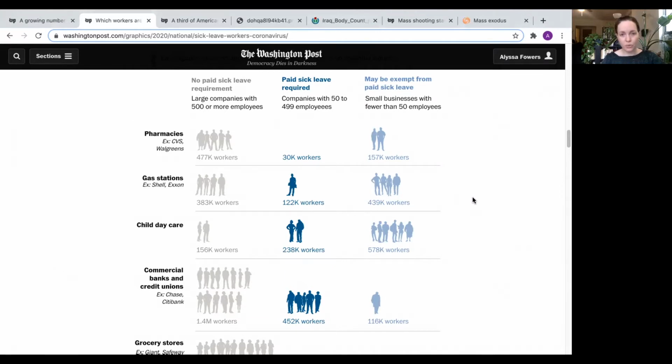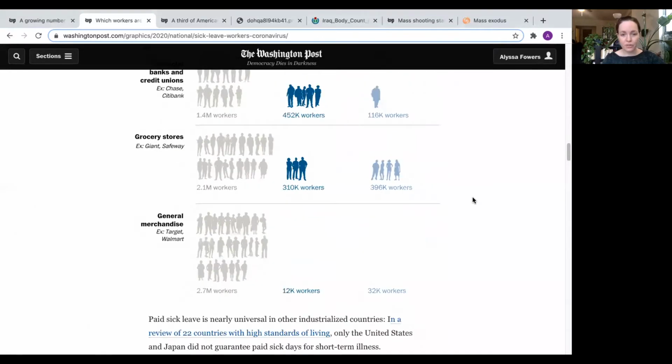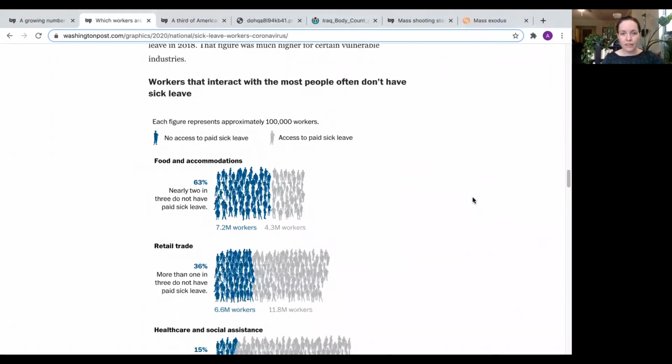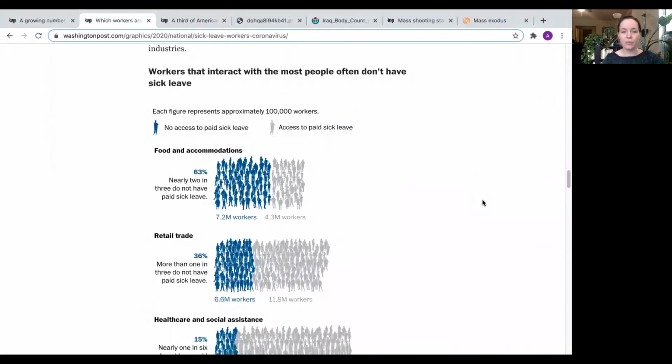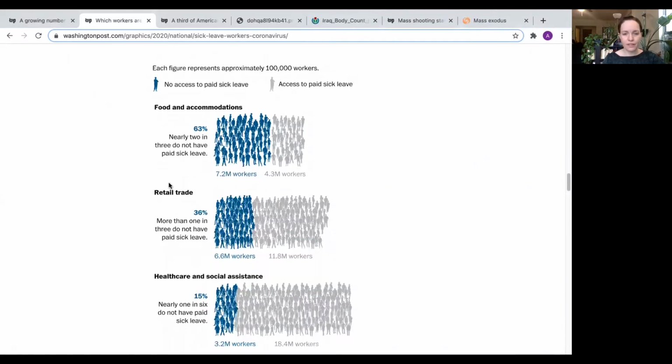One other thing you can do with icon charts that I personally really love doing is actually use them to make bar charts or waffle charts. So a little bit later on in the story, I look at who has sick leave and what industries or people interact with others the most. And each figure represents still about 100,000 workers, but they are split into the proportion that have sick leave versus don't have sick leave. Again, you see these very precise labels, but also you have all of these individual human figures in there.